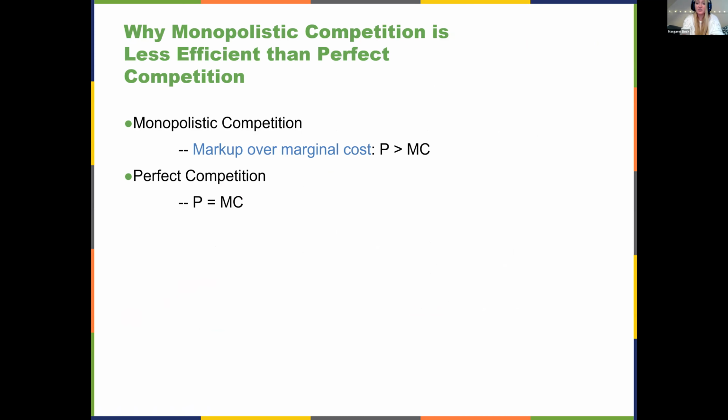So again, just to summarize the differences here between long run perfect competition and long run monopolistic competition: in the long run, monopolistic competition has this markup effect that still persists from the short run, in that the price that the monopolistic competitor charges is much higher than the average or the marginal cost, whereas in perfect competition, it would be exactly equal to the marginal cost.